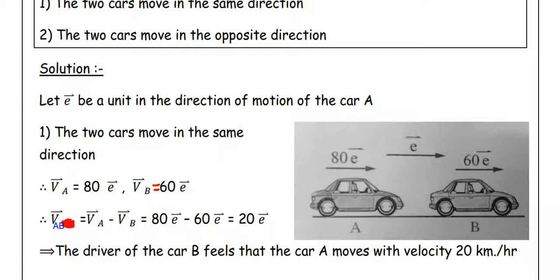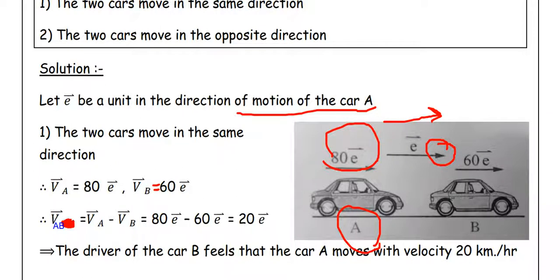Let E be a unit vector in the direction of the motion of the car A. So let E be this direction to the right. So E is the direction of the car A, so it is 80E with positive, and the car B is 60E positive also. Why? Because it is with the unit direction of motion. So the two cars move in the same direction. VA equals 80E and VB equals 60E.